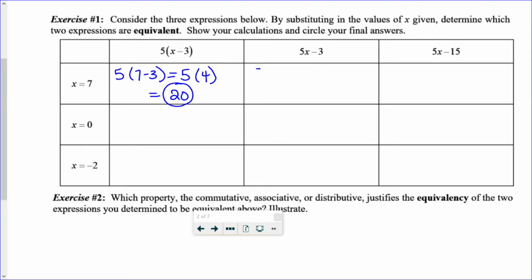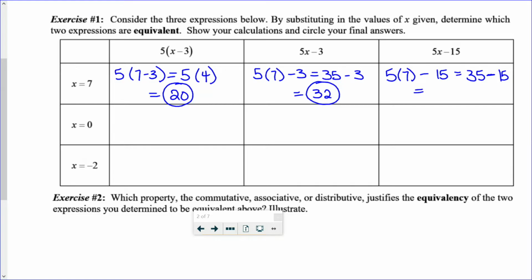Now the second expression, that'll be 5 times 7 minus 3. We know from order of operations we've got to do that product first. That's going to be 35 minus 3, and of course 35 minus 3 is 32. For that final expression, we put x equals 7 in, and we'll have 5 times 7 minus 15. Again, 5 times 7 is 35, and then we subtract the 15, and that's equal to 20.